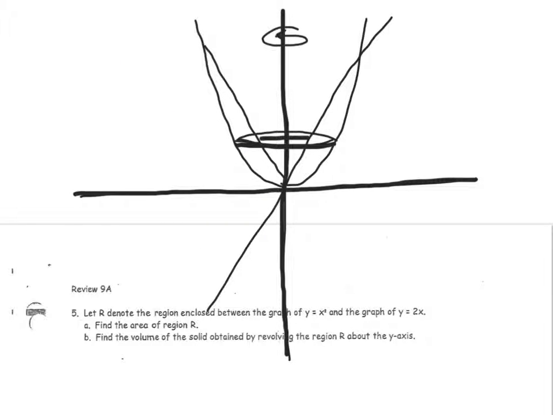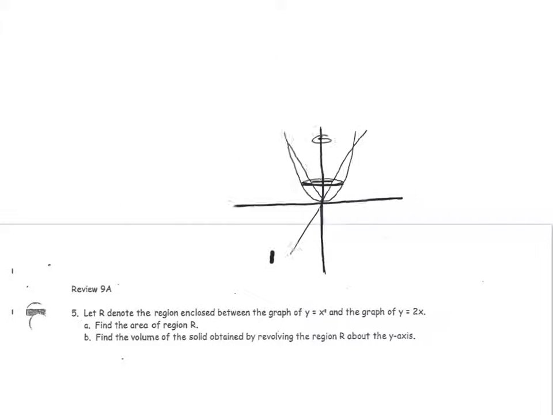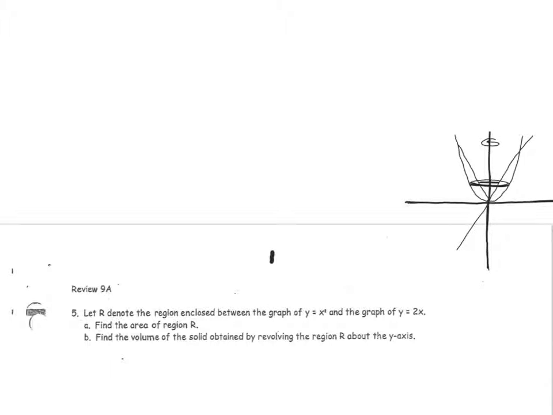For part B, we're looking for the volume. I've drawn it here. You should be able to replicate that. I'm going to use washers. Move this off to the side here. And we would want to write that we're using washers on the test, and find the volume, therefore.